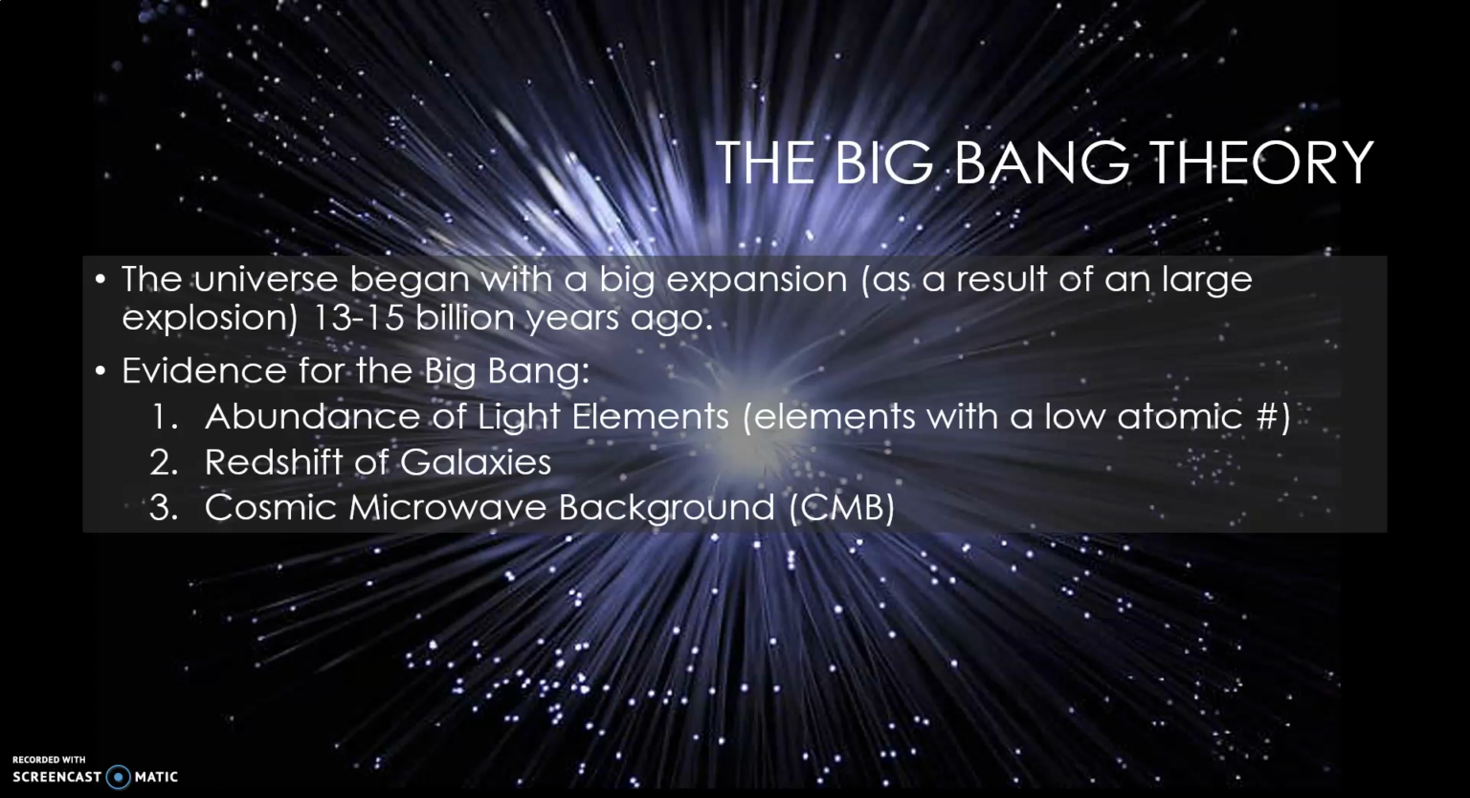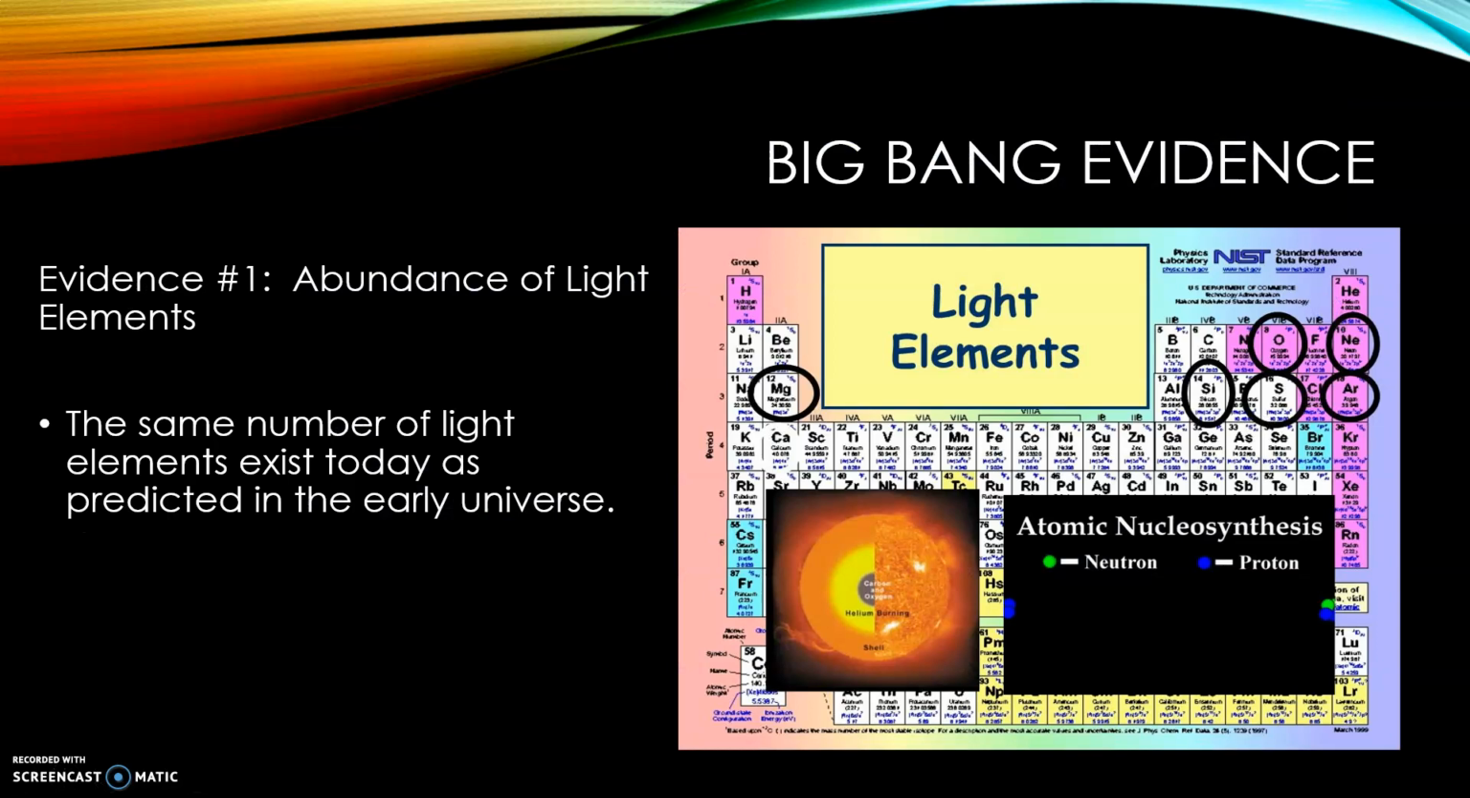And there are 3 main evidences that they support for this theory. The first one is the abundance of light elements, and that's because elements with a low atomic number are going to be in abundance, meaning there were lots of them at the time. The second is the redshift of galaxies, and the third is the cosmic microwave background, commonly known as the CMB. So let's look at them.